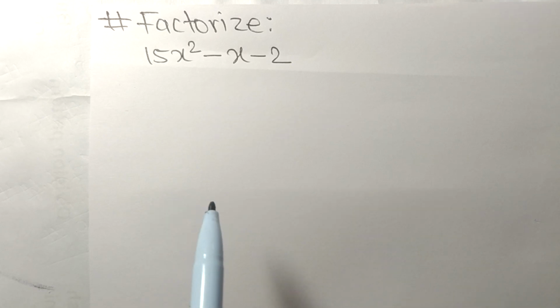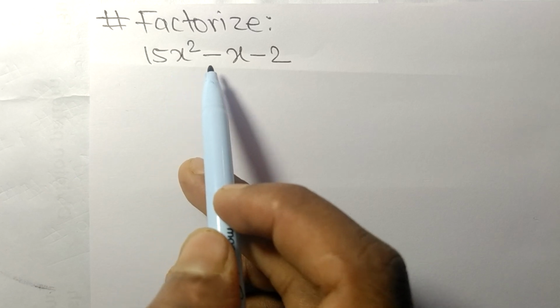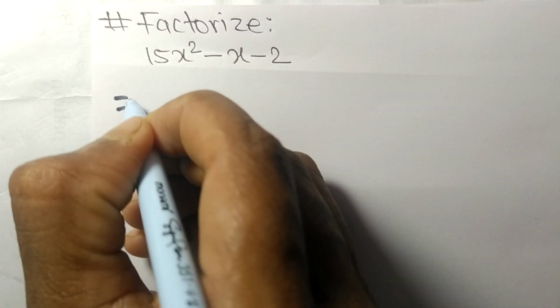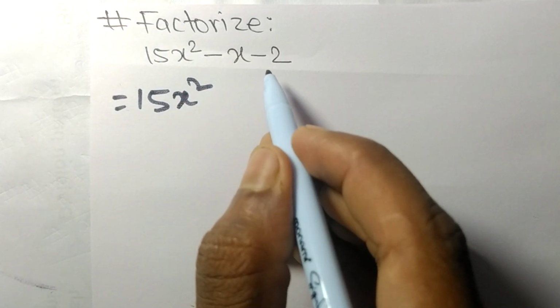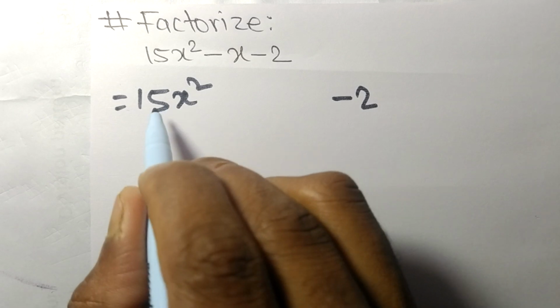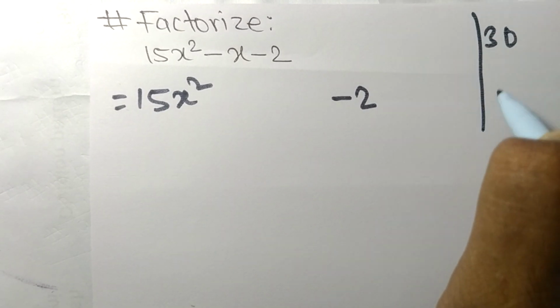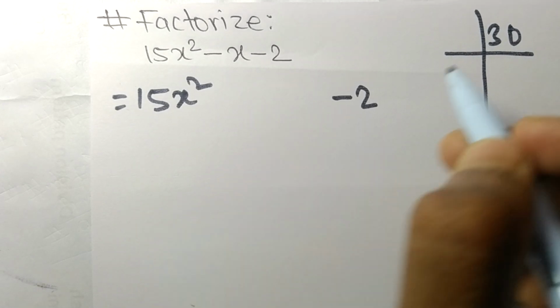So today in this video we shall factorize 15x² - x - 2. So the first term, 15x², and the last term, -2, we multiply. 15 times 2 means 30, and we find its factors to split the middle term.